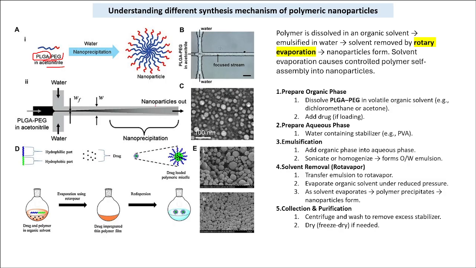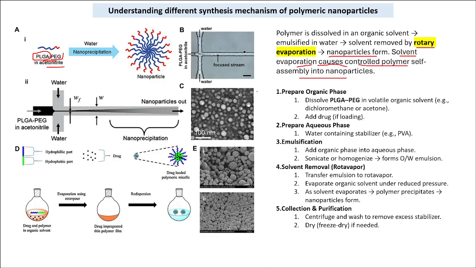There are different methods. In this case, they have made this via rotary evaporation. The polymer is dissolved in an organic solvent, here acetonitrile, and emulsified in water. The solvent is removed by rotary evaporation, and what is left behind is the nanoparticles. This is the solvent evaporation method. It causes controlled polymer self-assembly into nanoparticles.